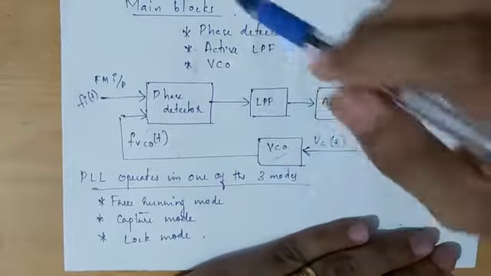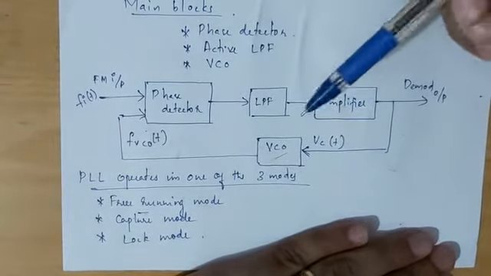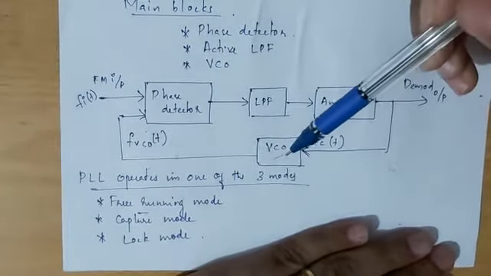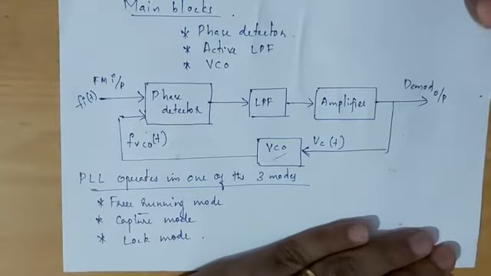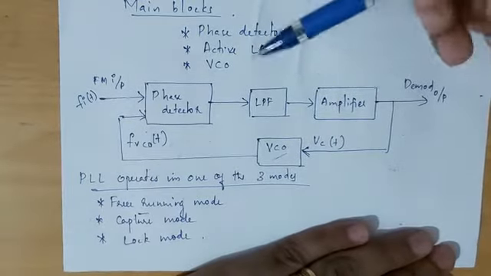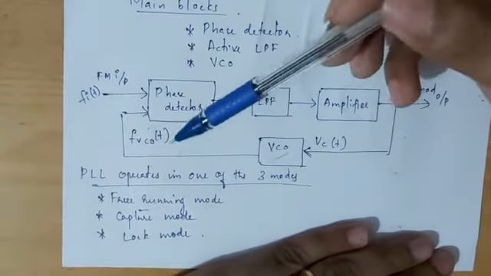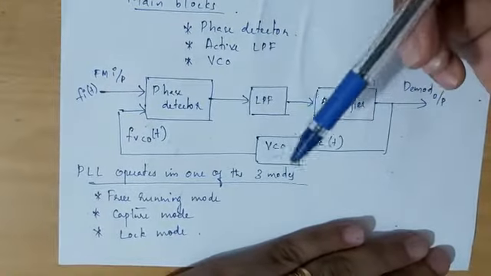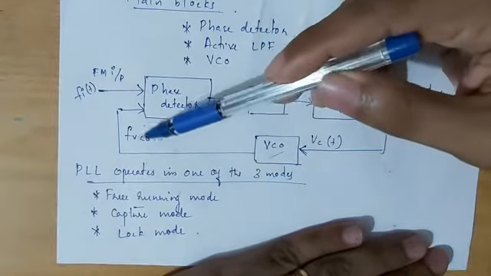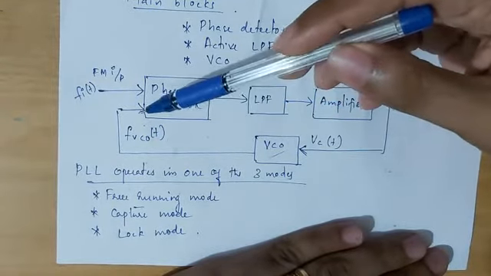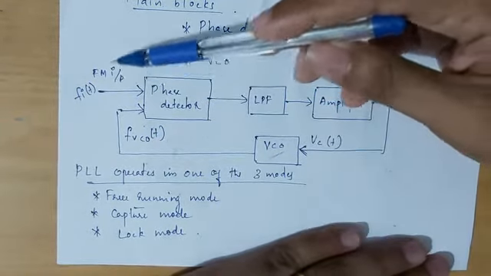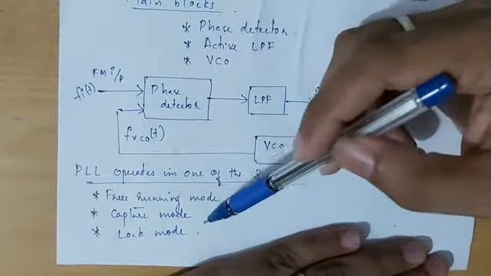And whenever you are giving an input here, the VCO is trying to capture that input. That means it is trying to equalize its output frequency with that input frequency. Here FVCO is trying to be equal to the FM input. So that mode is known as capture mode.